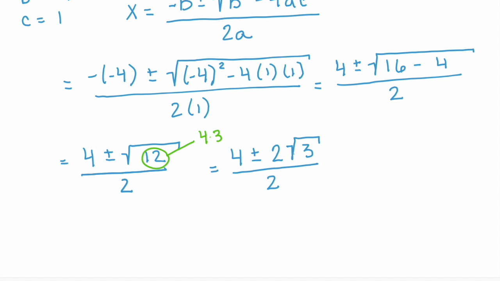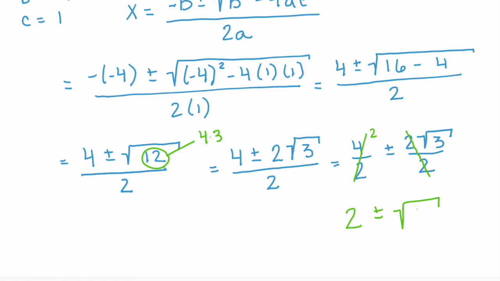Now because we have two terms in the numerator and just one denominator, 2, we can separate this into two fractions. This is the same as 4 over 2 plus or minus 2 square root of 3 over 2. Now we can simplify each of those. 4 over 2 simplifies to 2, and in 2 square root of 3, the 2s simplify out, and we're left with just the square root of 3. So the final answer is 2 plus or minus the square root of 3.